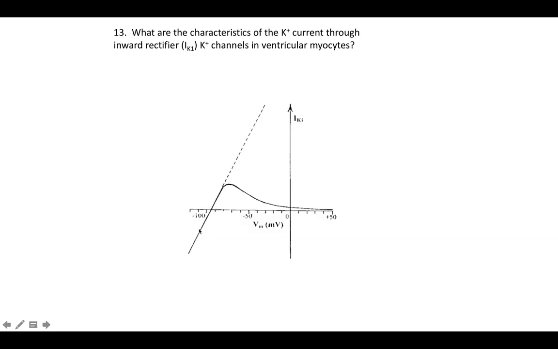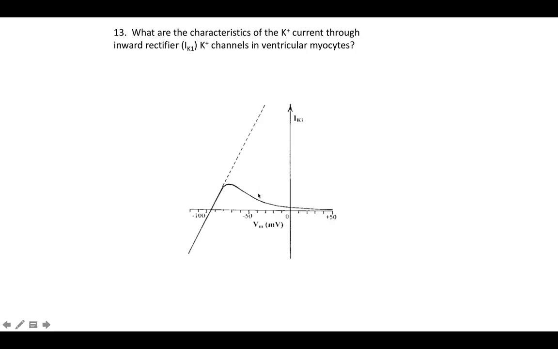Another way of saying that is it likes to conduct current at really low voltages. Now, you never see this inward current because your voltages never actually get that low physiologically. They never get below the EK, which is about minus 95. But nevertheless, as the voltage goes up, this current drops. And so the channel is always open. It's not a gate that's closing or anything like that. It's just that the channel doesn't want to conduct potassium at higher voltages.